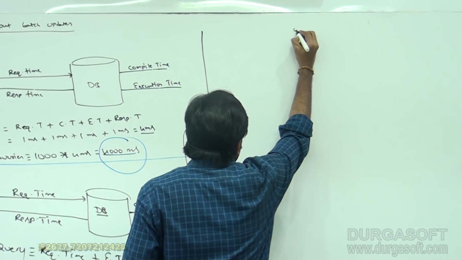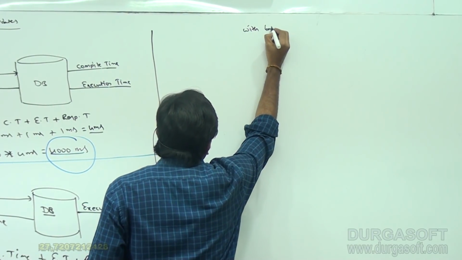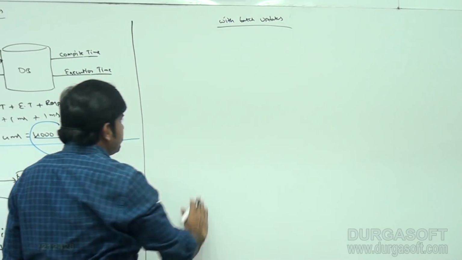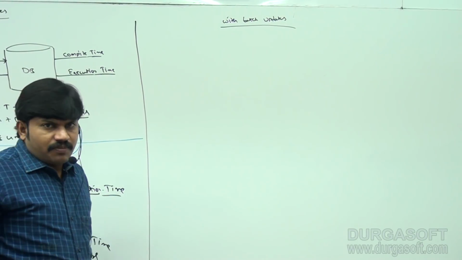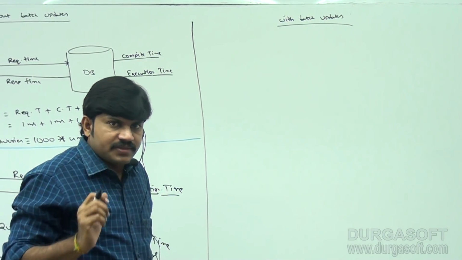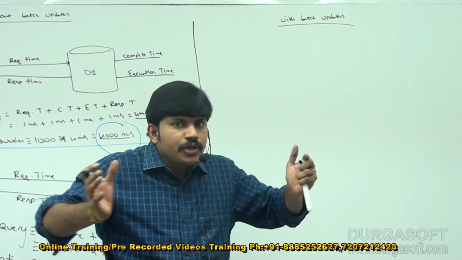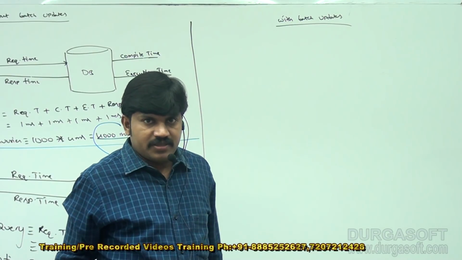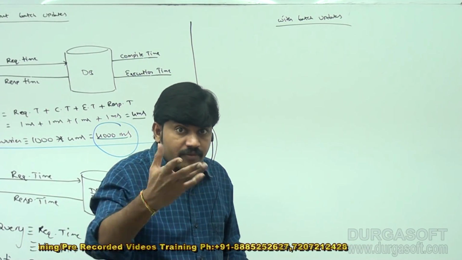Sir, now let me talk about the batch updates. In the case of batch updates, all the queries I will group into a single batch, and I will send them at a time to the database. That's why 1000 times we are not required to communicate.